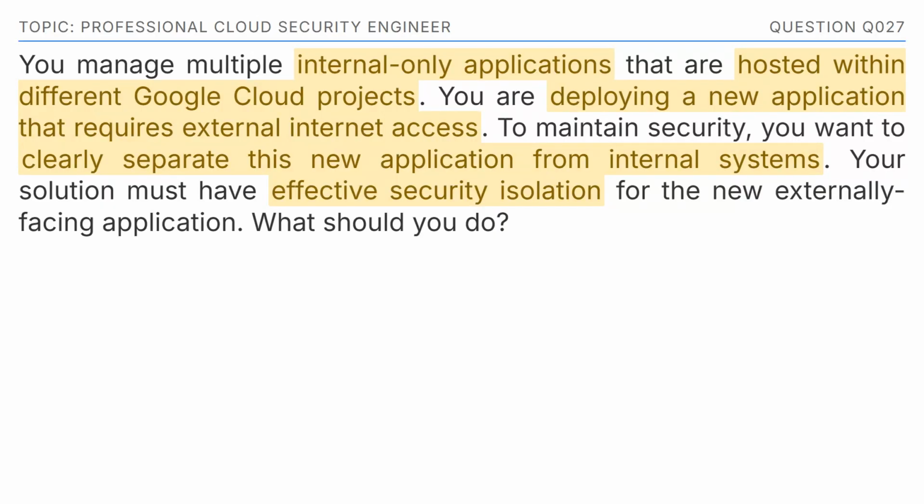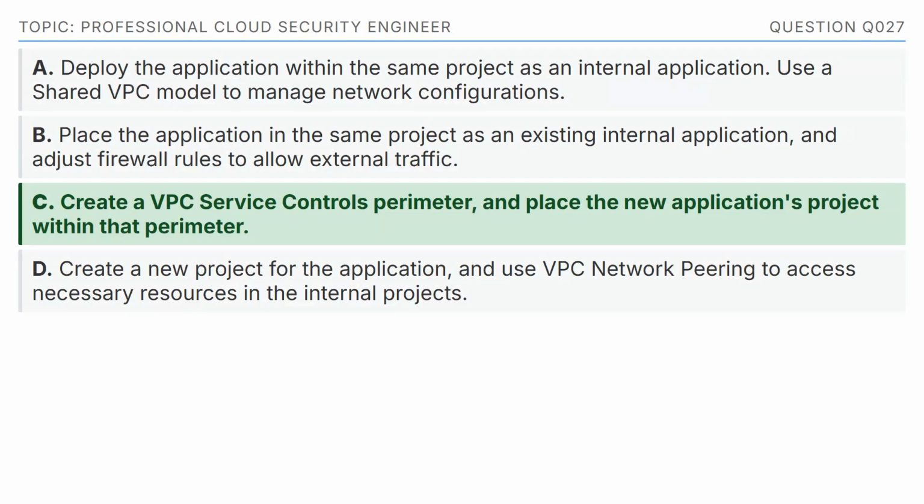To arrive at the correct answer, we focus on the keywords: internal-only applications, hosted within different Google Cloud projects, deploying a new application that requires external internet access, clearly separate this new application from internal systems, effective security isolation. The correct answer is option C. Create a VPC Service Controls perimeter, and place the new application's project within that perimeter.